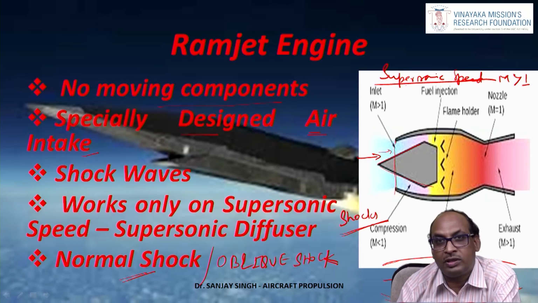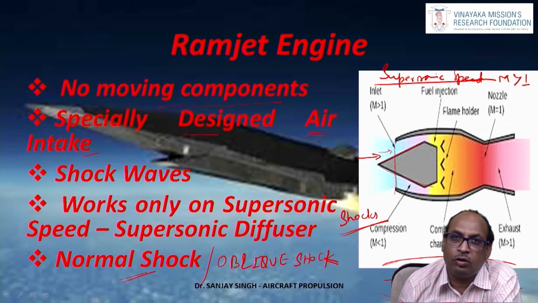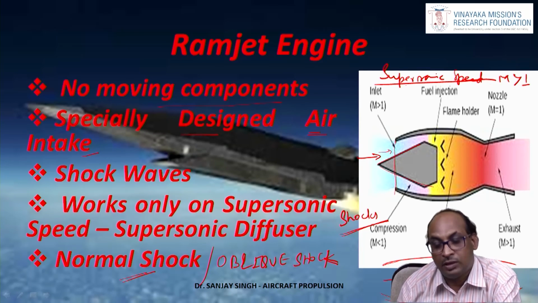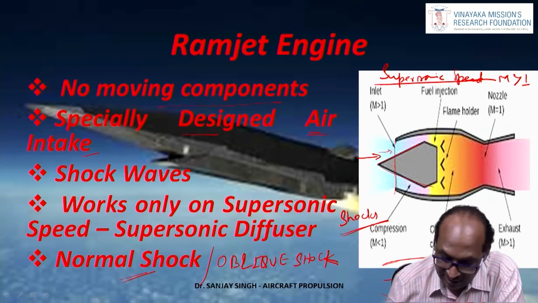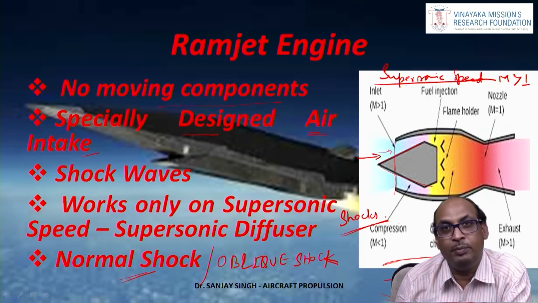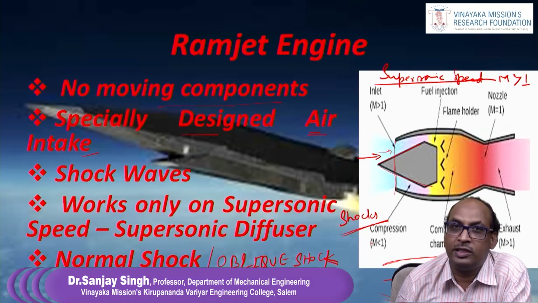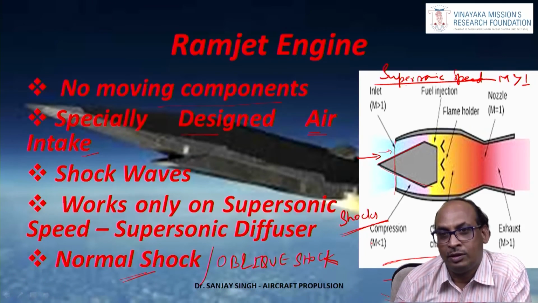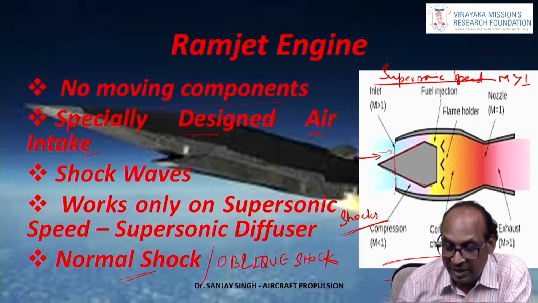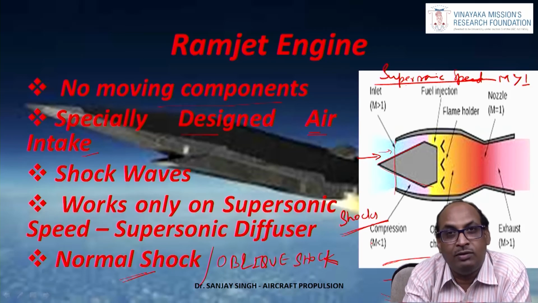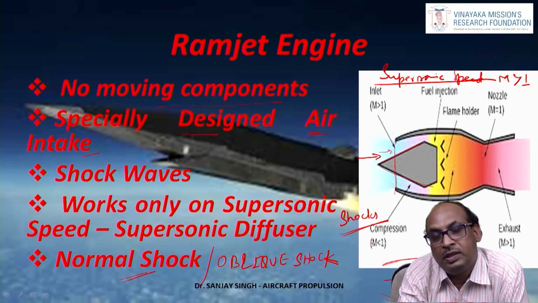And the hot exhaust gases will move to the exhaust nozzle at higher velocity, and then we will be able to get a high amount of thrust. The only drawback is that this type of engine cannot be operated at ground level, because on the ground we cannot obtain supersonic speed. So this type of engine has to be integrated with another type of engine, which is the turbojet engine.